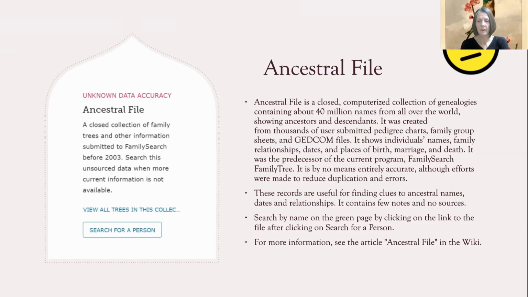Occasional notes. You can search by name on the green page that comes up by clicking on the link to the file after you click on search for person, and then you can find a specific person. You can also look up more about this on Ancestral File in the wiki. This is actually a pretty good place. And a lot of those people that did that old research were really, really dedicated and very diligent. And the other thing is a lot of this information came from family information. So even though the dates and even the places may not be correct, oftentimes the names are actually right because they were passed down like the oral genealogies were.